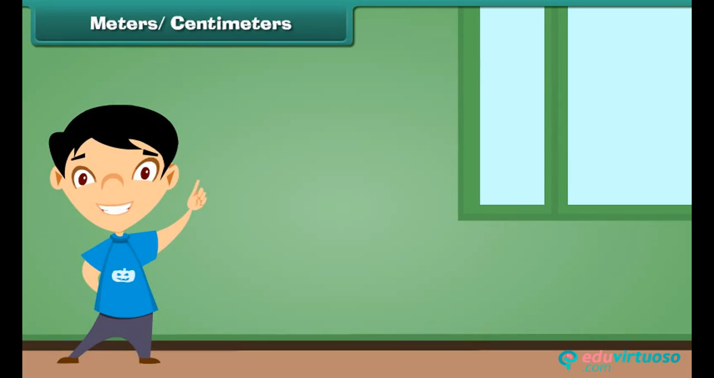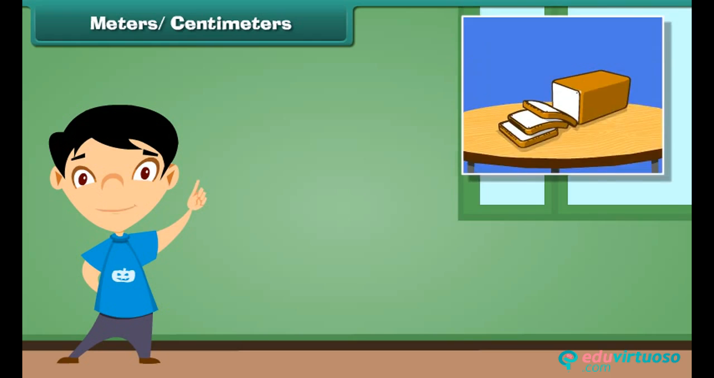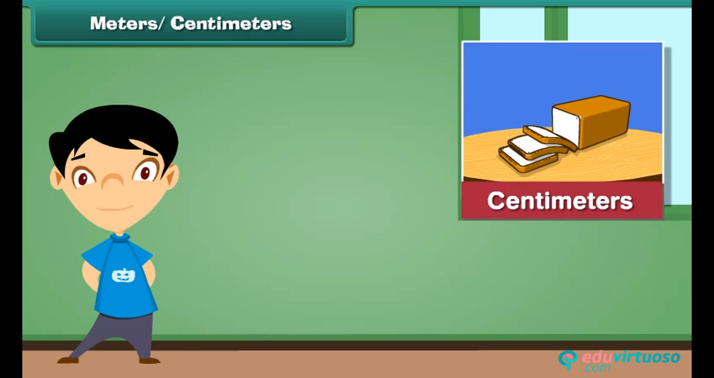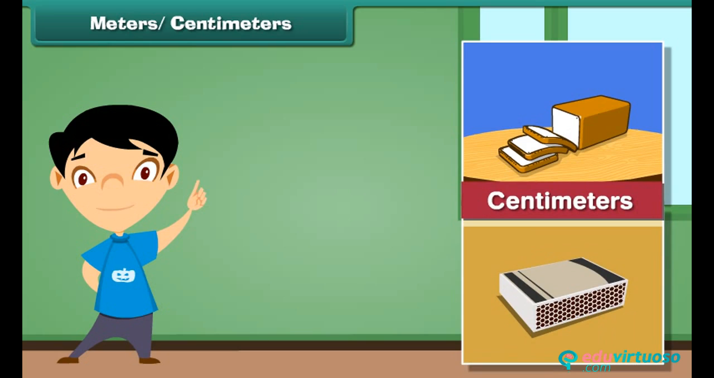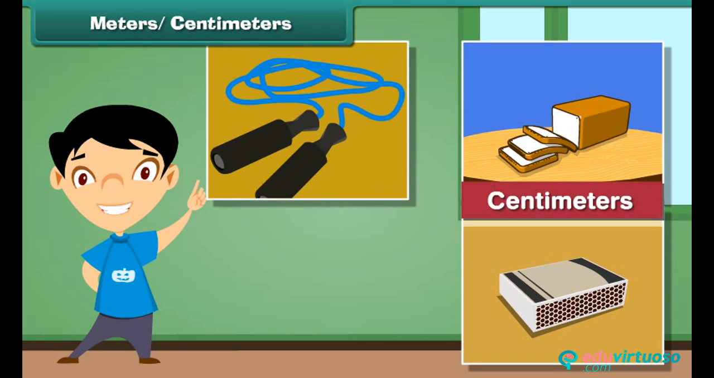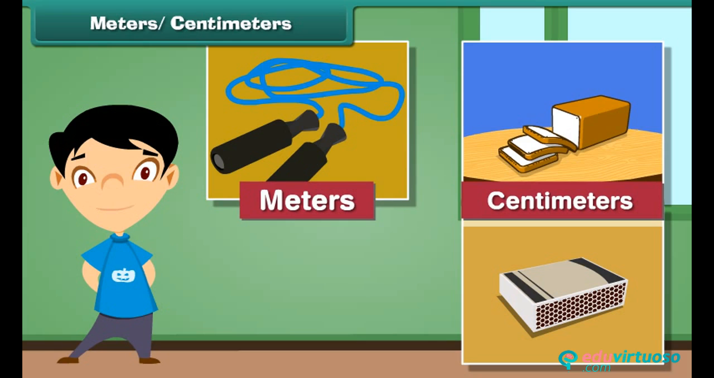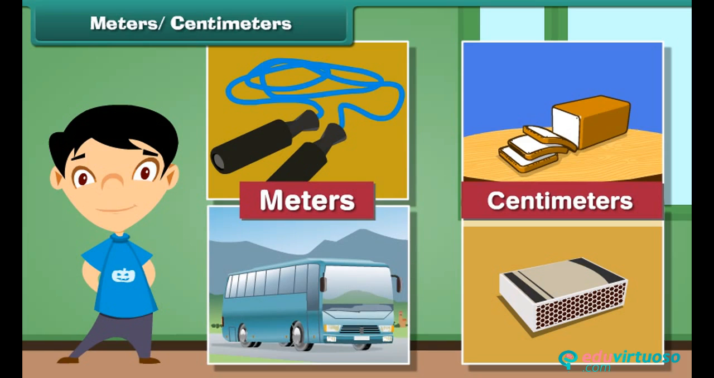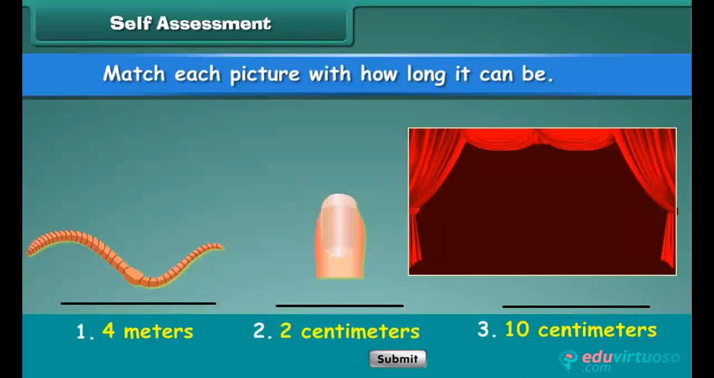Let us compare the length of the various things. Some of the objects have their length in meters, while some of them are so small that they are measured in centimeters only. The length of a bread loaf is expressed in centimeters. The length of a matchbox is expressed in centimeters. The length of a skipping rope is expressed in meters. The length of a bus is expressed in meters. Match each of the following pictures with the correct length of its object.